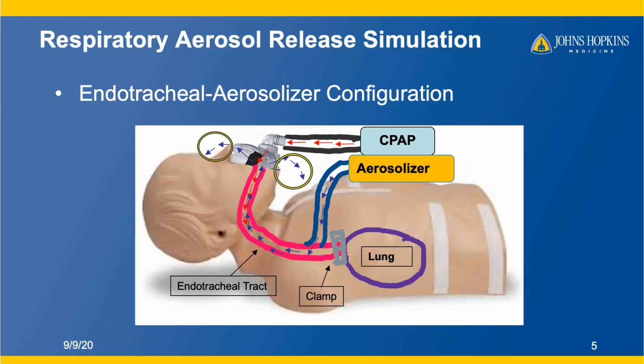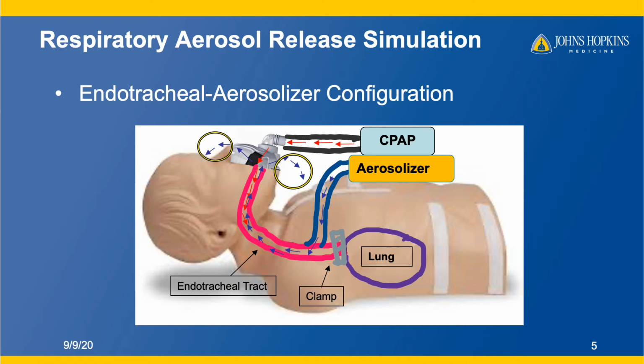To answer the question on how we can model and simulate the mechanism of aerosol release, we propose an experimental apparatus called the endotracheal aerosolizer configuration. Here we have a traditional CPR dummy. First, we attach the aerosolizer, or in this case, it can be a nebulizer or fogger, directly to the endotracheal tract, and then clamp any segue that diverts the flow of aerosol other than that directing to the mouth.